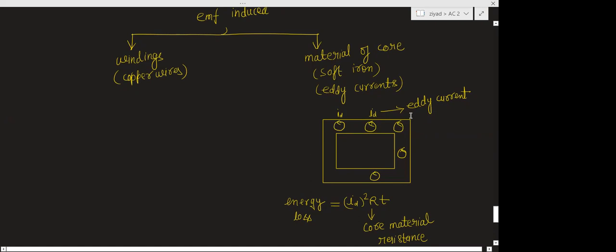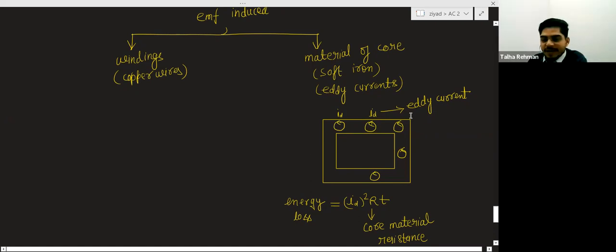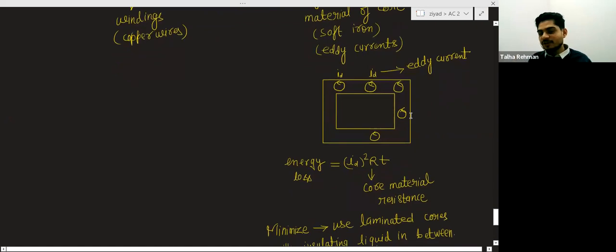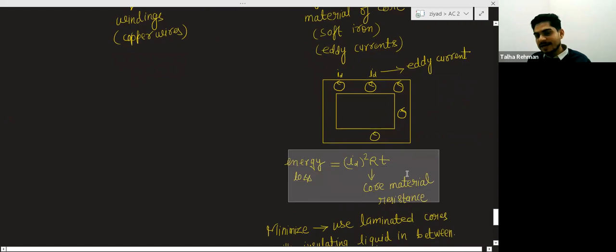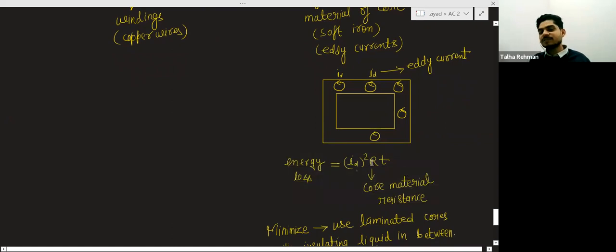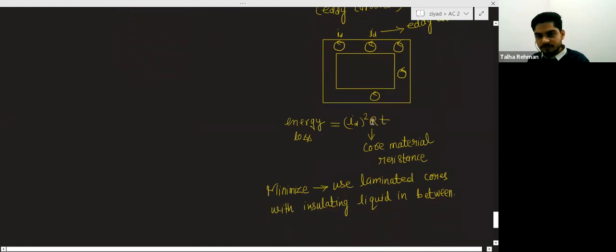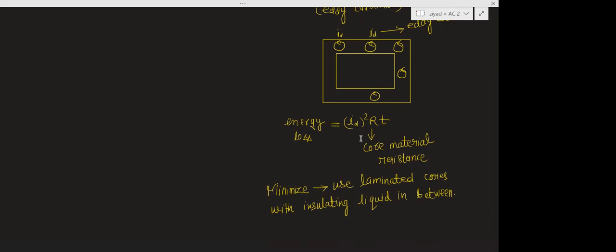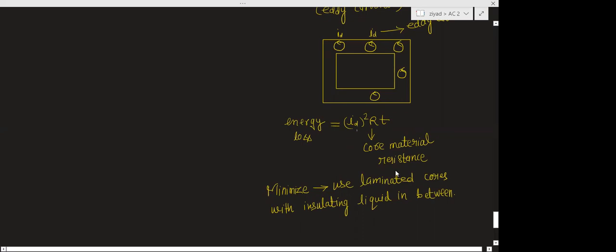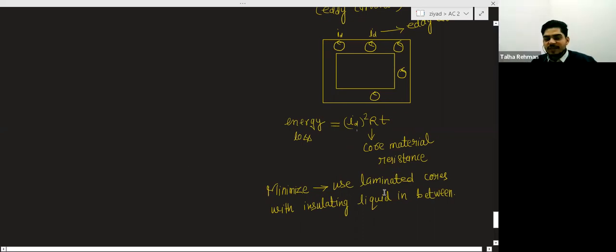If there are eddy currents, then due to the current, I have told you there will be energy loss. So energy loss due to the eddy current is given by eddy current squared into resistance of the material into time t. And for resistance here we will take the core material resistance, because the eddy current is induced in the core material. How to minimize? We use laminated cores.